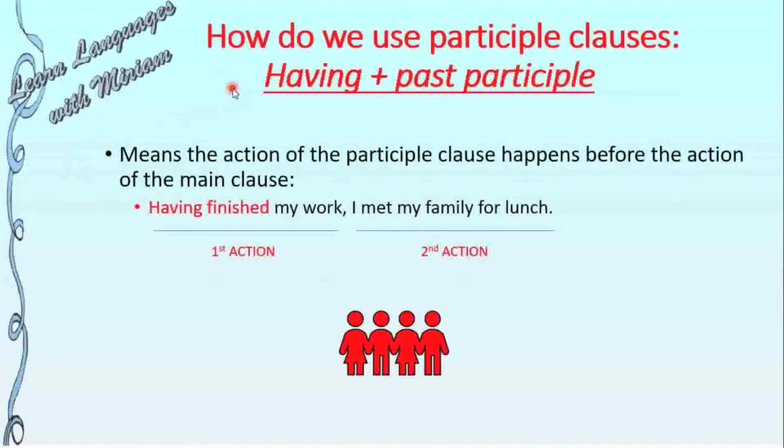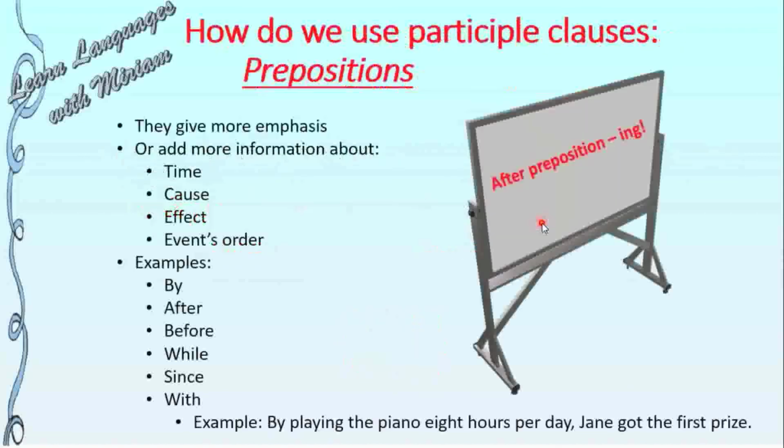Now let's see having plus past participle. That means that the action of the participle clause happens before the action of the main clause. I'll give you one example. Having finished my work, I met my family for lunch. What happens first? This action, the participle clause. Having finished my work, this is the first action, and then the second action is I met my family for lunch.